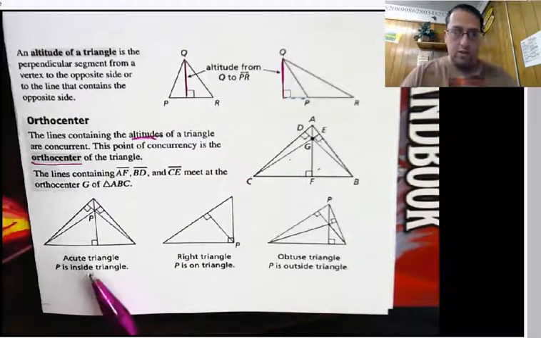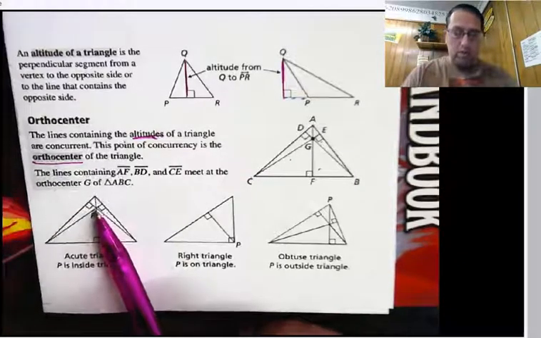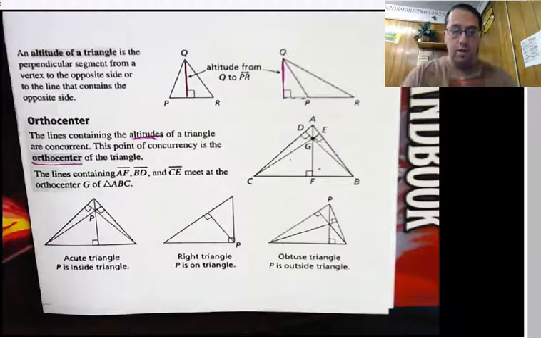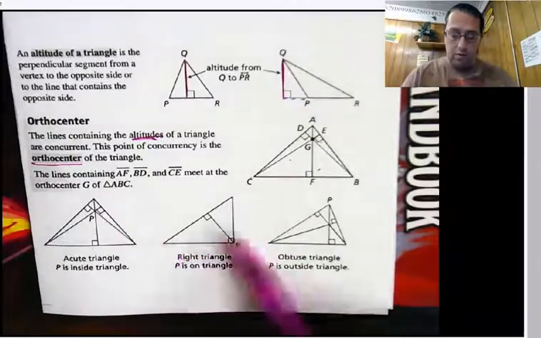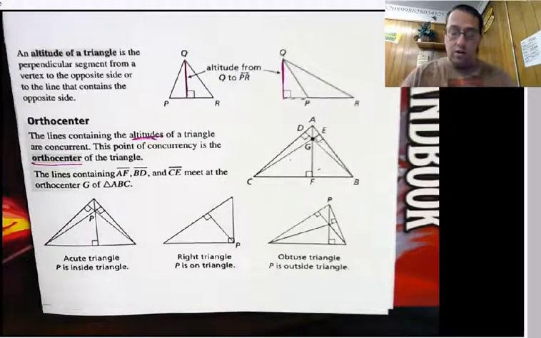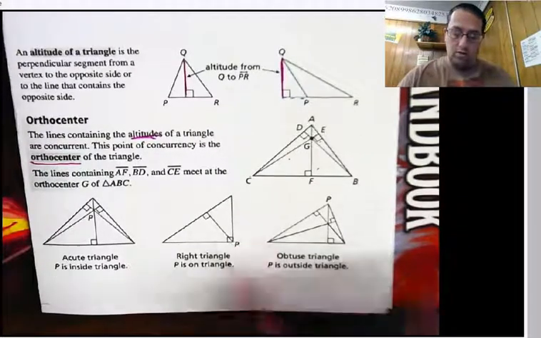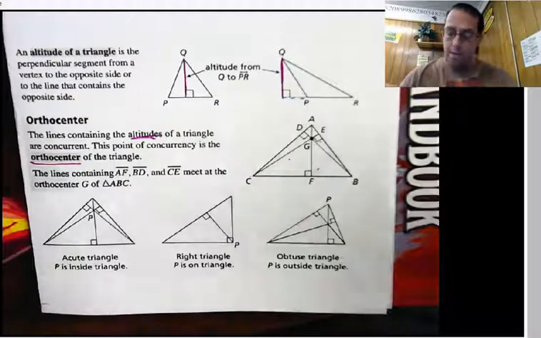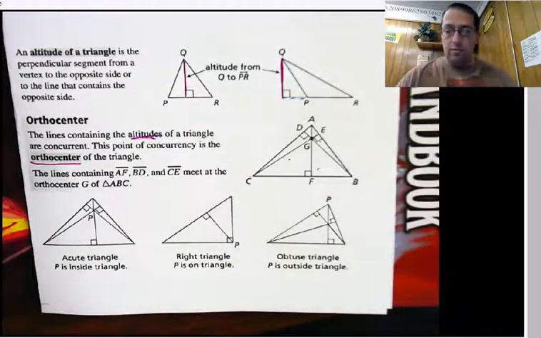So if it is an acute triangle, the orthocenter is inside the triangle. If it is a right triangle, the orthocenter is on the triangle. And specifically, the orthocenter of a right triangle will always be the right angle, right here on the right angle of the triangle. So that makes it real easy to find. Obtuse triangle, nope, outside the triangle.